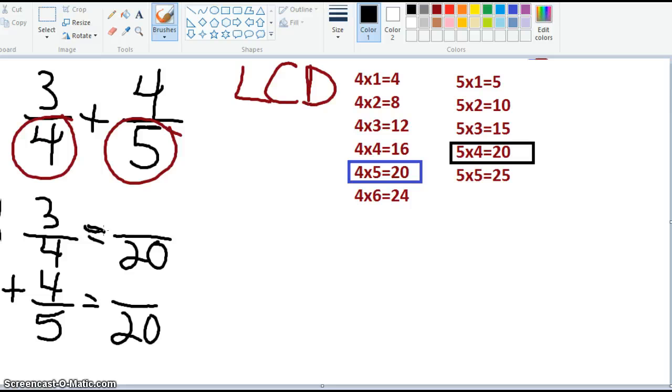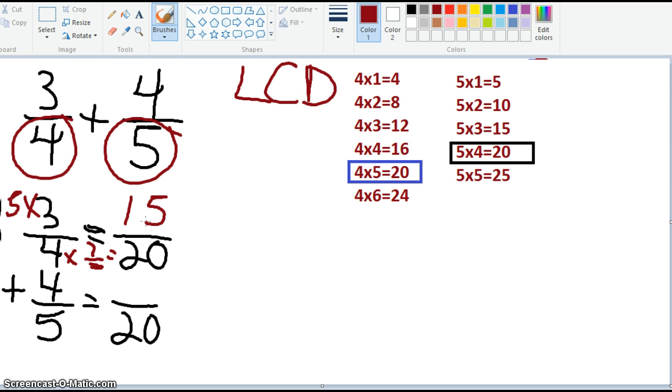So again, I have to first and foremost figure out what is going to be the number that goes in my numerator. The first thing I'm going to ask myself here is, 4 times what number is going to equal 20? Well, I happen to know that 4 times 5 is 20. So if I take that 5 and multiply it by the number on top in my numerator, 5 times 3 is 15. So that's my numerator for the first fraction.